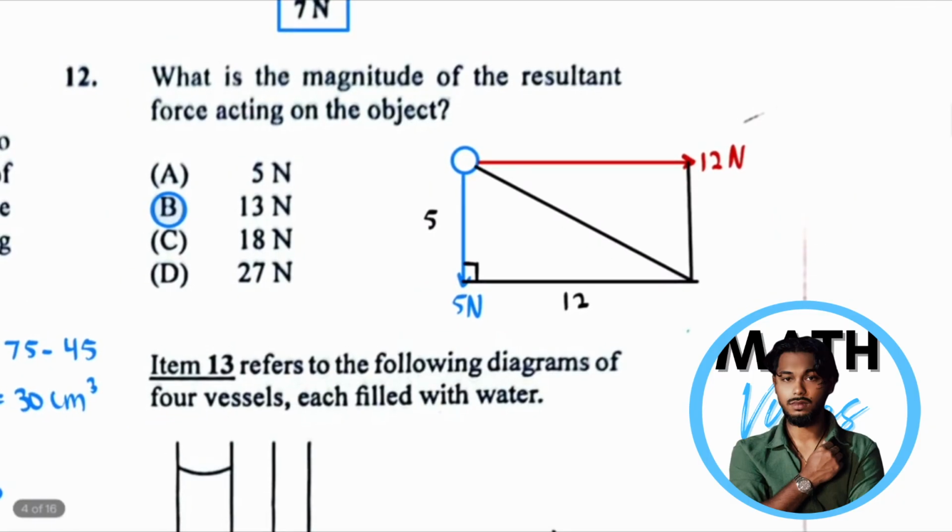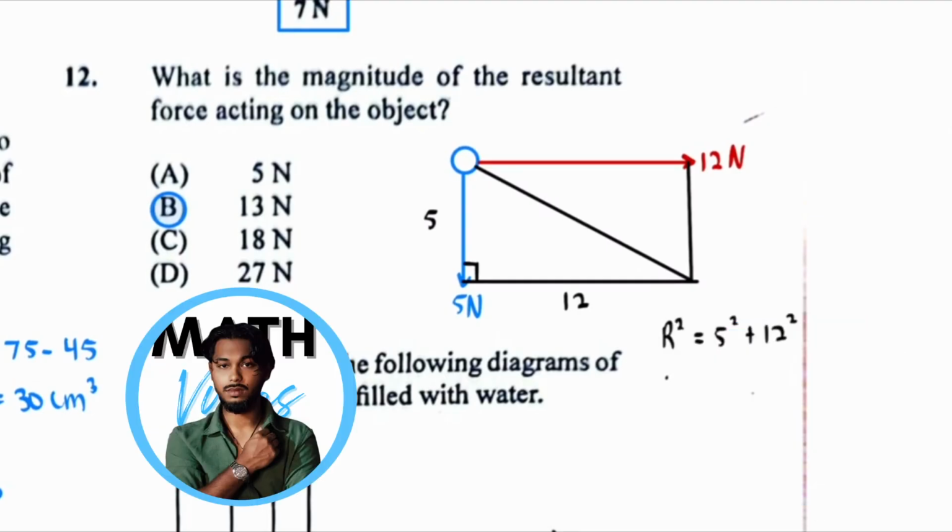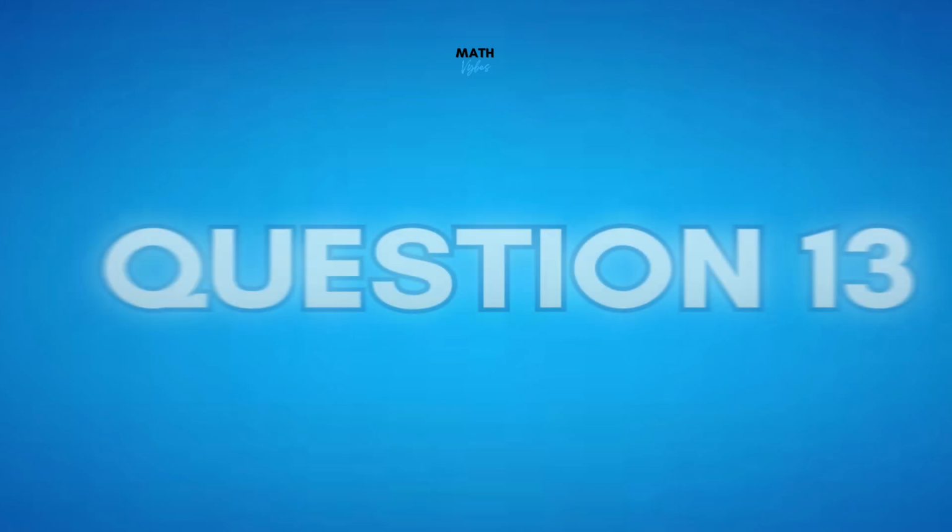Remember, Pythagoras theorem says that the hypotenuse squared, so in this case r squared, is going to be equal to 5 squared plus 12 squared. So r squared is going to be equal to 25 plus 144. So that's equal to 169, and the square root of 169 is 13. And so that's the answer. Drop a 1 in the chat if you understand what I'm saying.